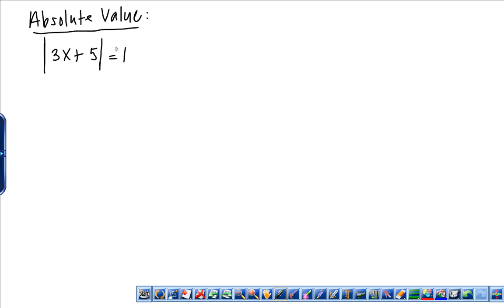Absolute value, this is your problem. If this problem were set equal to a -1, you could go ahead and say no solution, because remember, absolute values are equal to positive answers. From here, I'm going to set up two possible solutions that I'm going to solve. I'm going to set up 3x plus 5 is equal to a +1, and 3x plus 5 is equal to a -1, because I know if I take the absolute value of a +1, I get 1. Absolute value of a -1 is also 1.